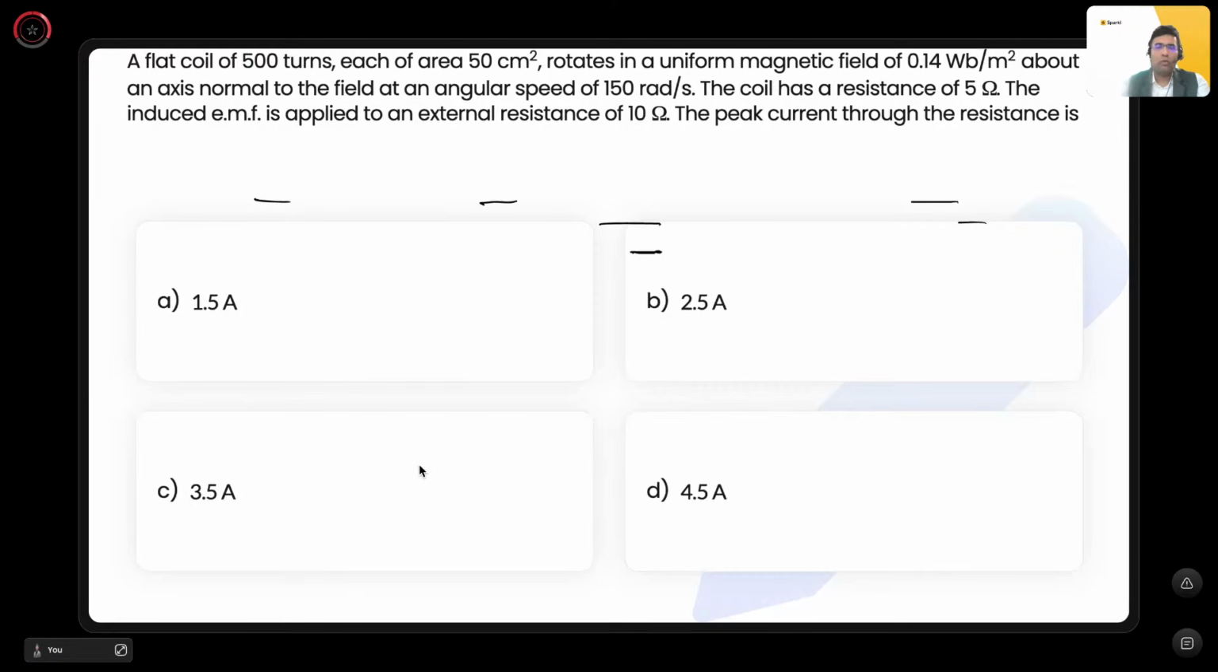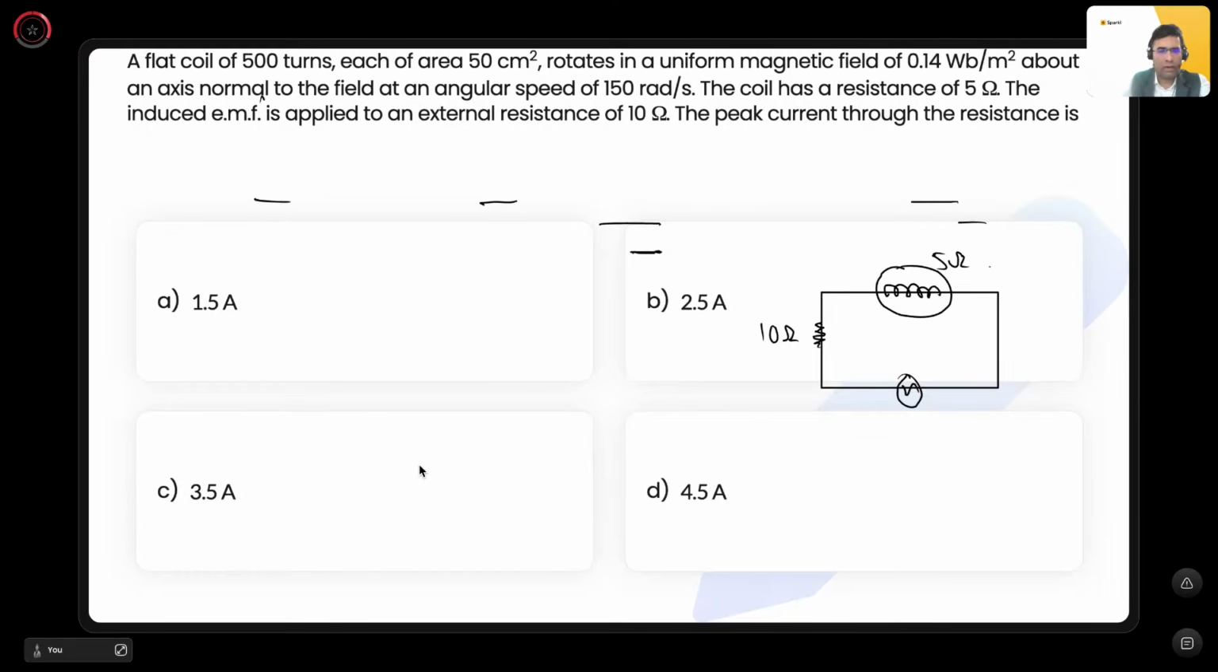Okay. So we have an external resistance as well, and we have the resistance of the coil as well. So let's draw the circuit first. So how will the circuit look like? So it will look like something like this. So we have an alternating source and an external resistance of 10 ohm, and we have our coil, and that coil has a resistance of 5.